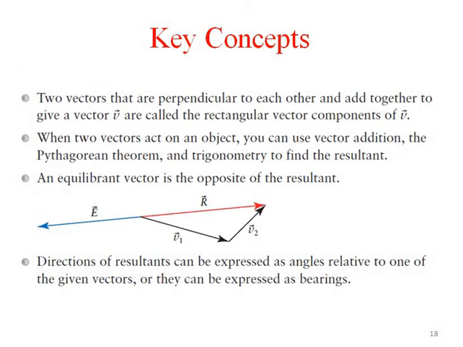Two vectors that are perpendicular to each other and add together to give a vector V are called the rectangular vector components of V. When two vectors act on an object, you can use vector addition, the Pythagorean theorem, and trigonometry to find out the resultant. An equilibrant vector is the opposite of the resultant, which if you find a summation is going to be 0. Directions of resultants can be expressed as angles relative to one of the given vectors, or they can be expressed as bearings.